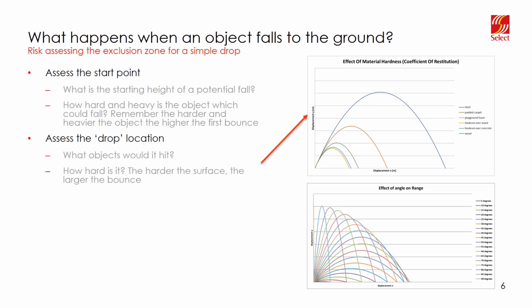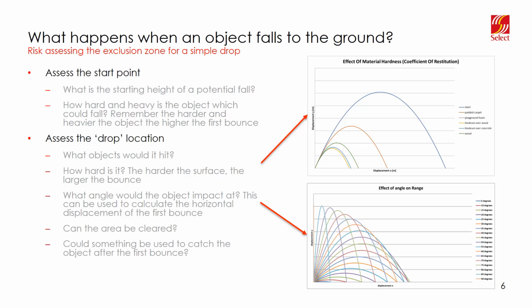If you see the graph on the right, it clearly shows how the hardness of the object and the surface affect the distance it will travel. A hard object hitting a hard surface is the blue line. Now what is the angle of the surface it's going to hit? That will help us calculate the distance the object will travel. Is it possible to clear the area to increase the chance of the object hitting a horizontal surface? Then it's not going to deflect anywhere, it's just going to bounce up. The graph clearly shows how the angle affects the distance the object will travel.